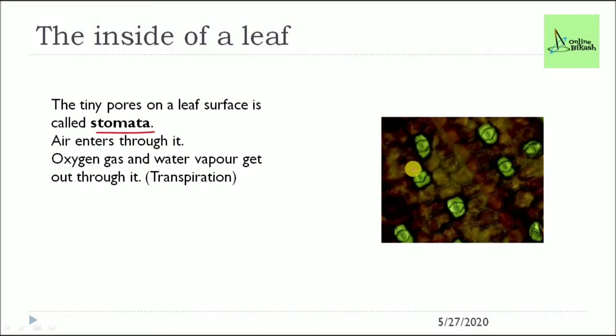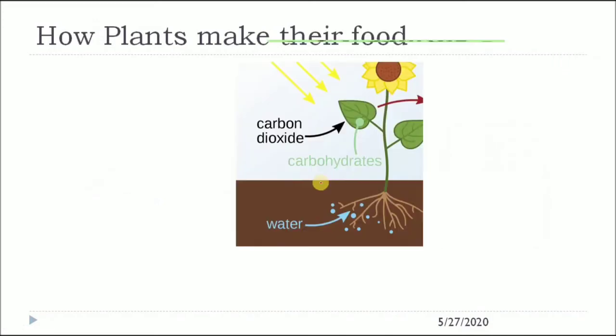So these are holes, and air enters through these holes. We call these holes stomata. So through those stomata, the air enters. Also, oxygen gas and water vapor get out through them. We will discuss transpiration later. Transpiration is actually related to these stomata. Okay, now the function of the stomata we have understood.